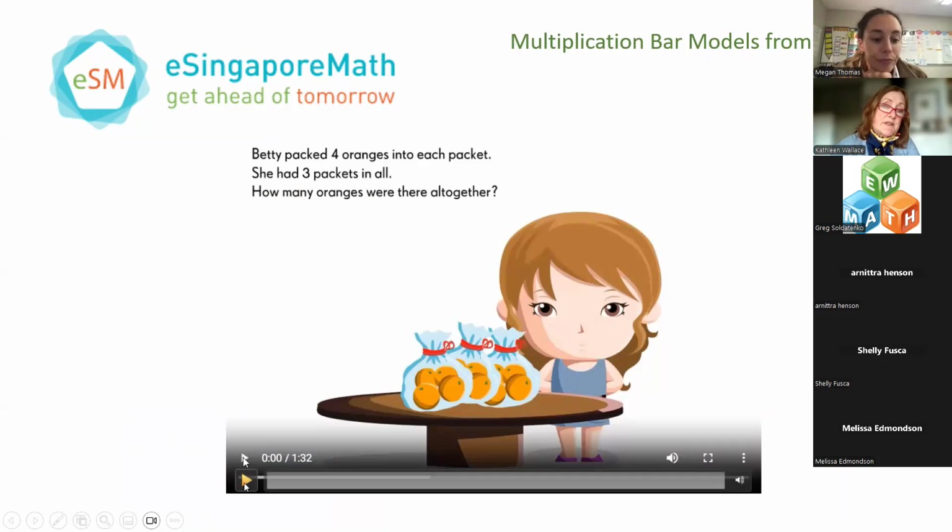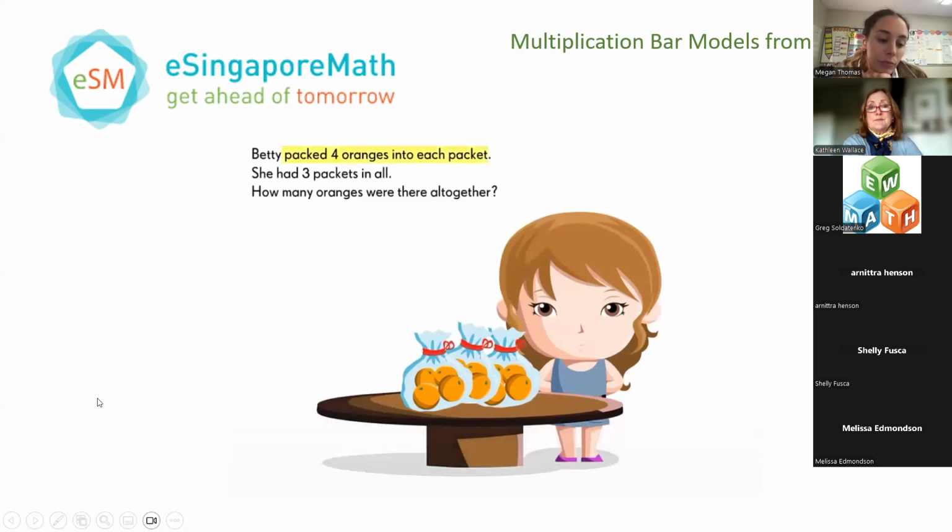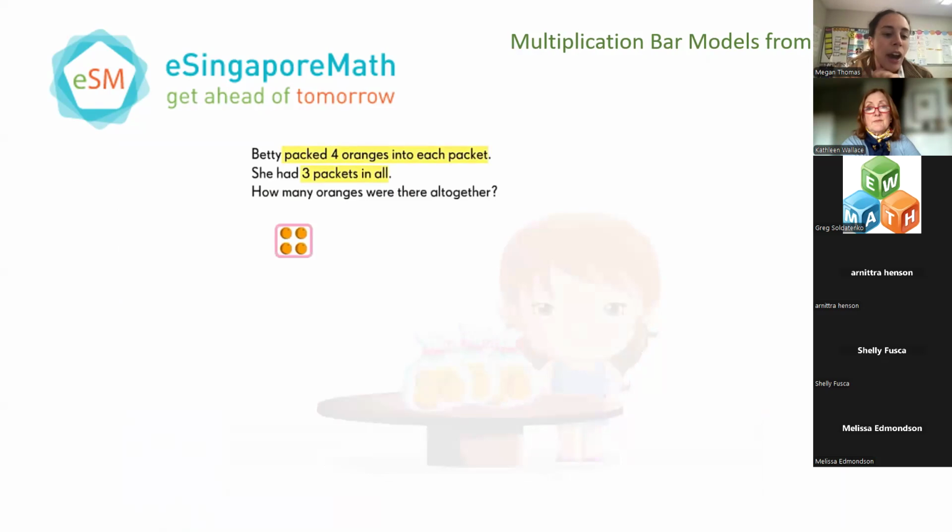How do we teach these? How do we get these bar models going? Betty packed 4 oranges into each packet. She had 3 packets in all. How many oranges were there altogether? There are 4 oranges in a packet, and there are 3 such packets.